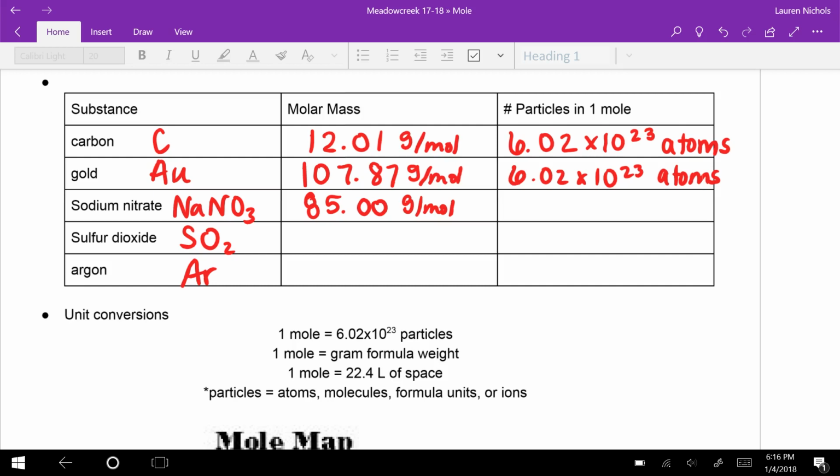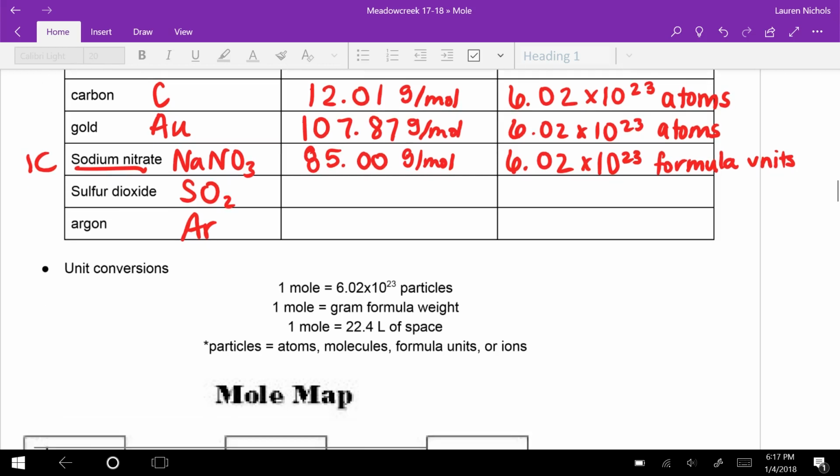And so while their molar mass is different, the number of particles in 1 mole of that substance remains the same. And so if we look at sodium nitrate, again, I'm going to have 6.02 times 10 to the 23. But now instead of talking about atoms, I know that sodium nitrate is an ionic compound because I have a polyatomic ion, I have a metal, and so I would be referring to 6.02 times 10 to the 23 formula units. Okay, and we can use the same logic to do the remaining portion.